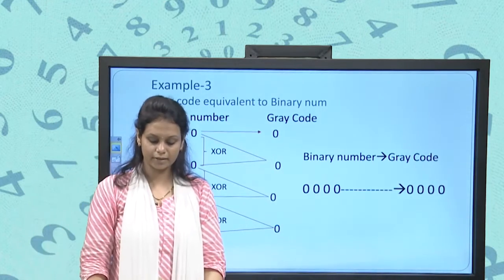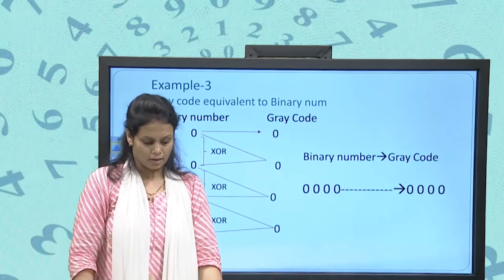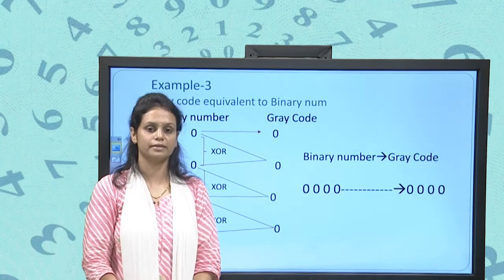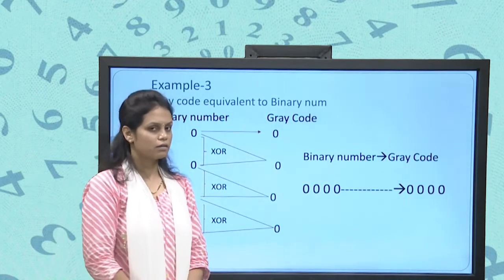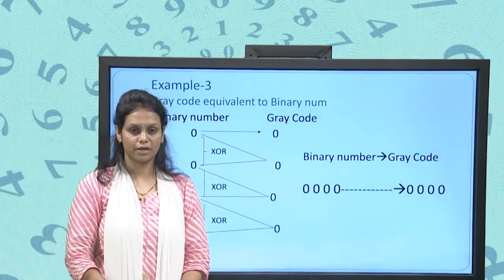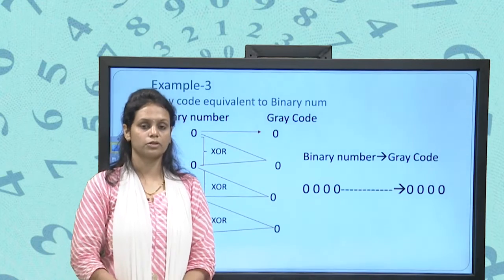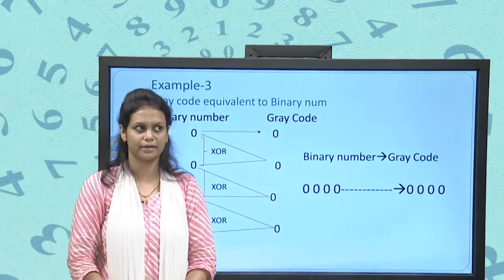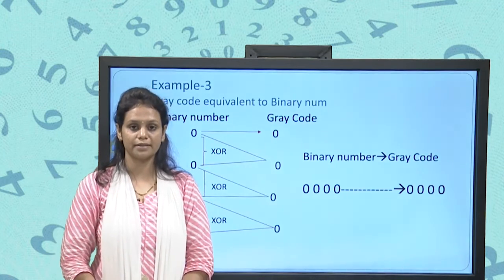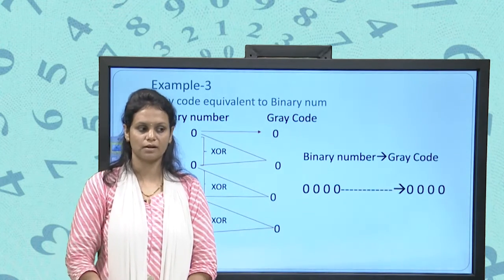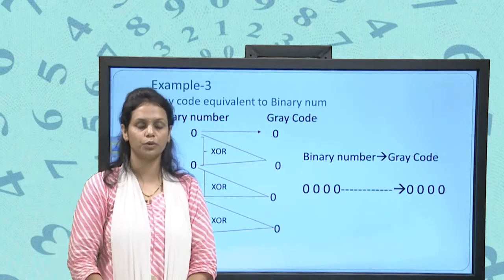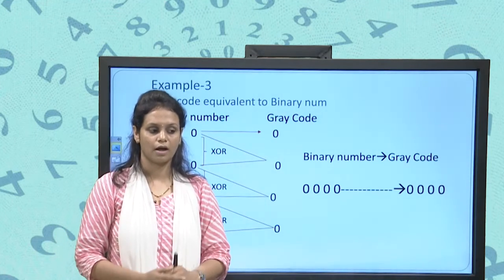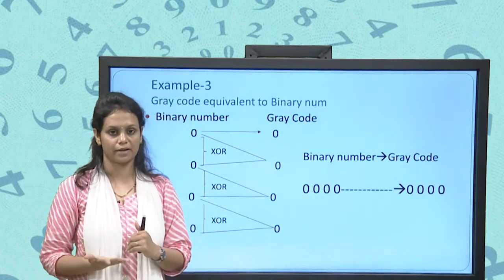So what we have seen in today's lecture: two different codes, one is the gray code and one is the BCD. Both are used in digital communication and digital display. We have also seen examples of how to convert a decimal number to binary coded decimal. That means how to convert a 1 digit decimal number, a 2 digit decimal number, and a 3 digit decimal number to binary coded decimal.